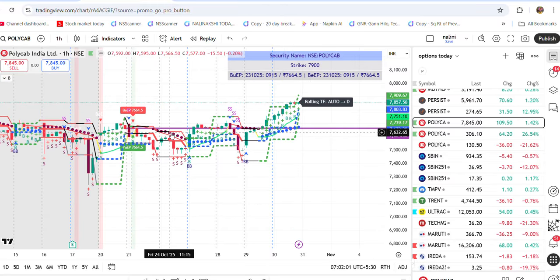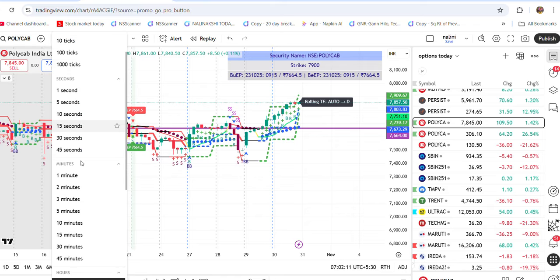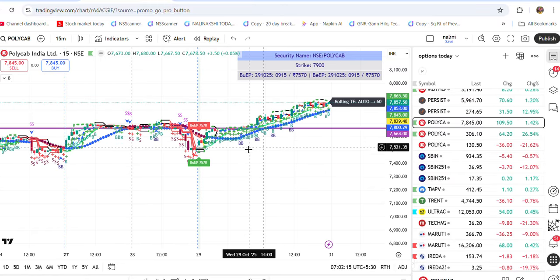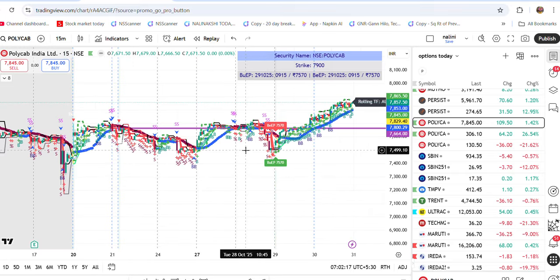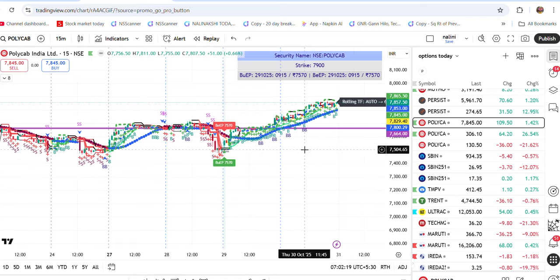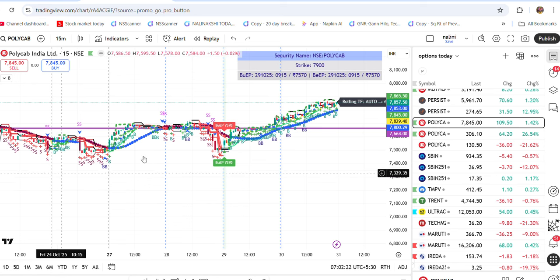Okay. Here, you know this episodic pivot. You can scan and shortlist stocks like this. On 29th, let me change it to 15 minutes. Are we seeing an episodic pivot? We are seeing, after that, an episodic pivot over here.